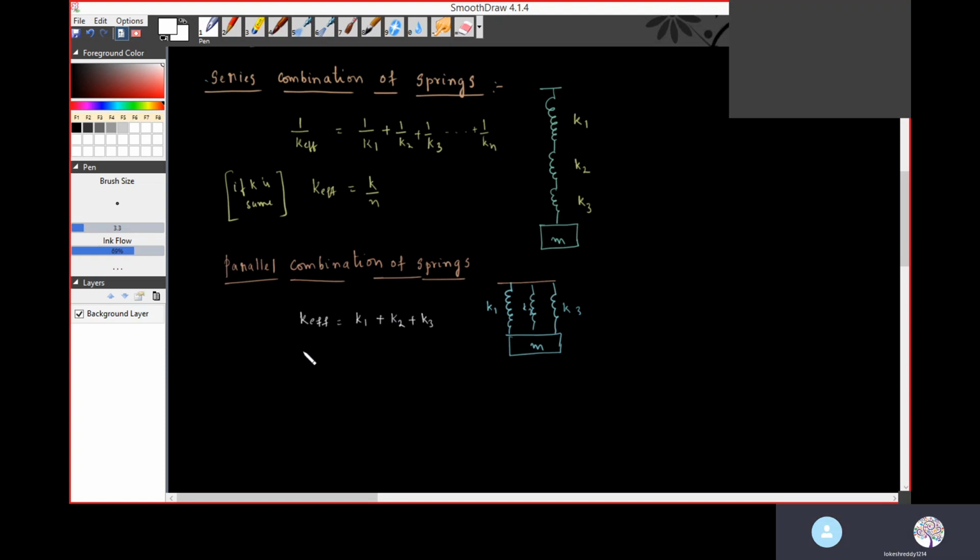If all have the same force constant K, if kn is the same, then k effective will become nK. In a series combination, it will become K by n.